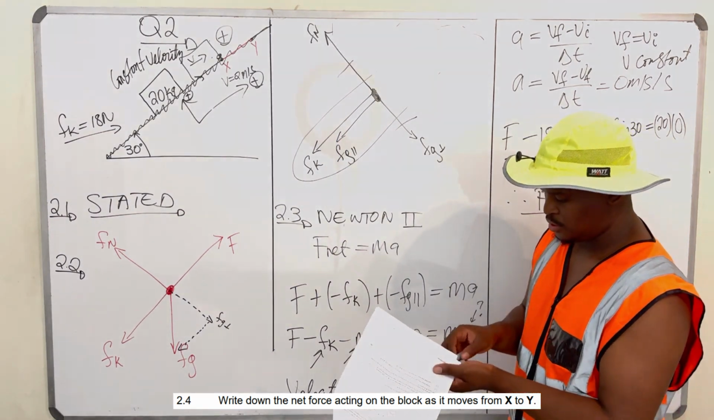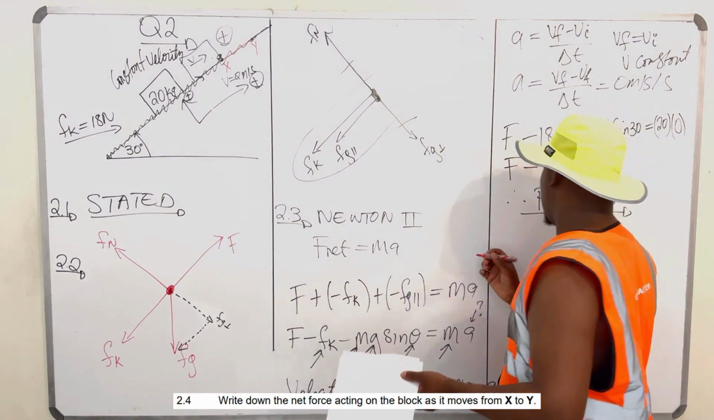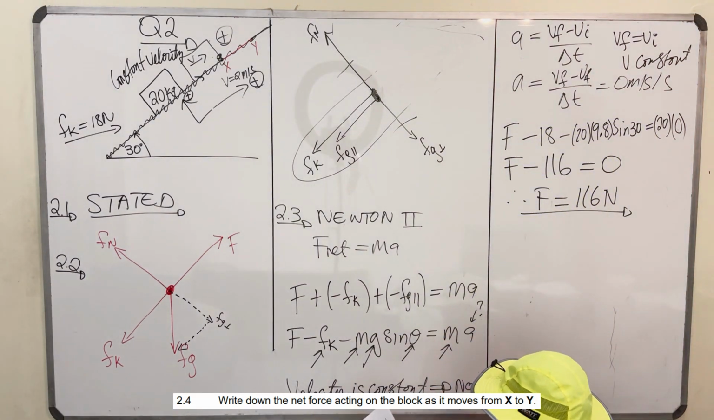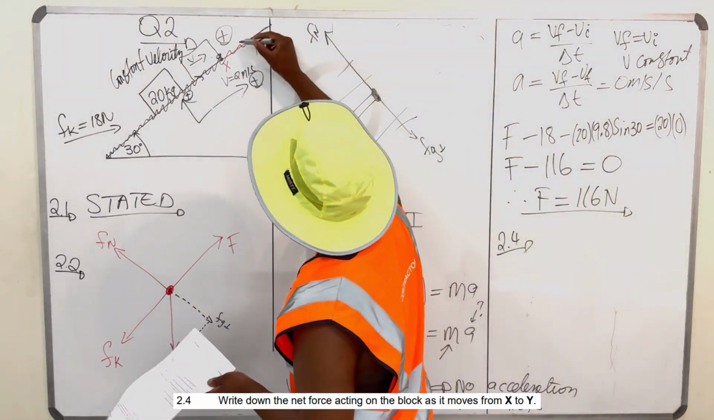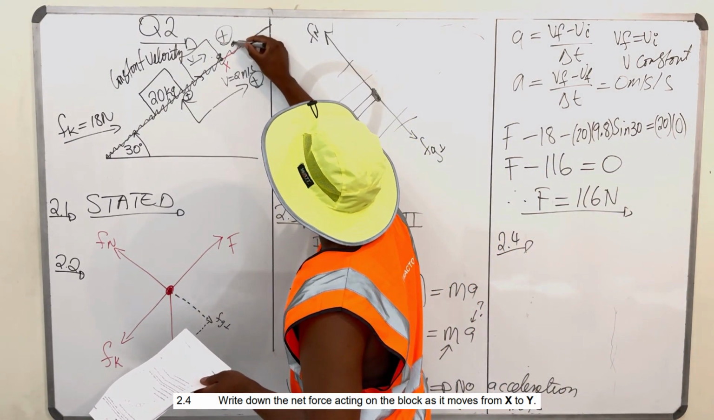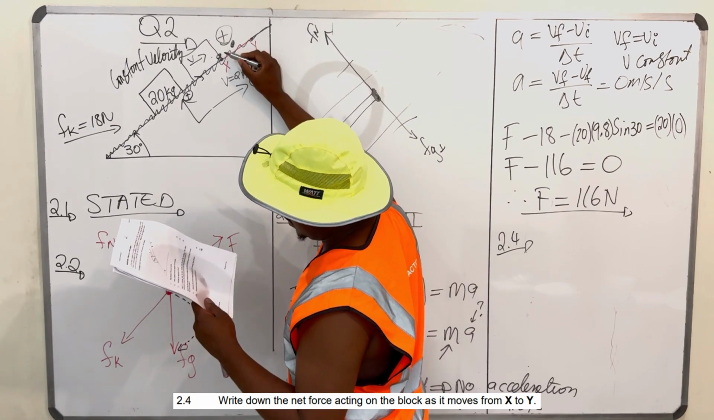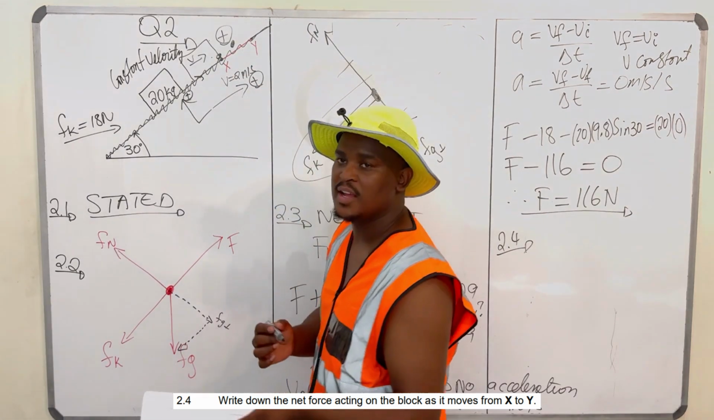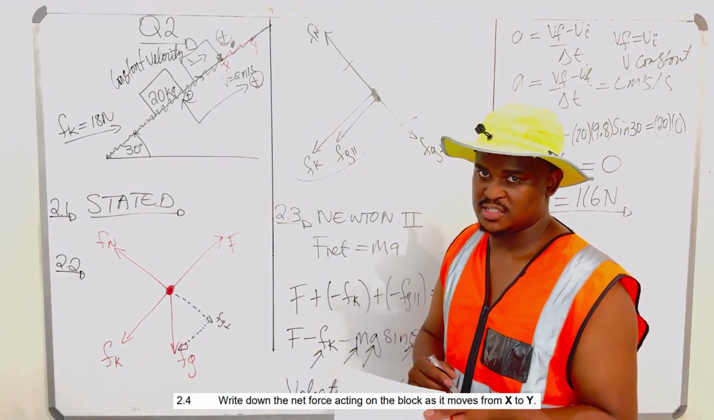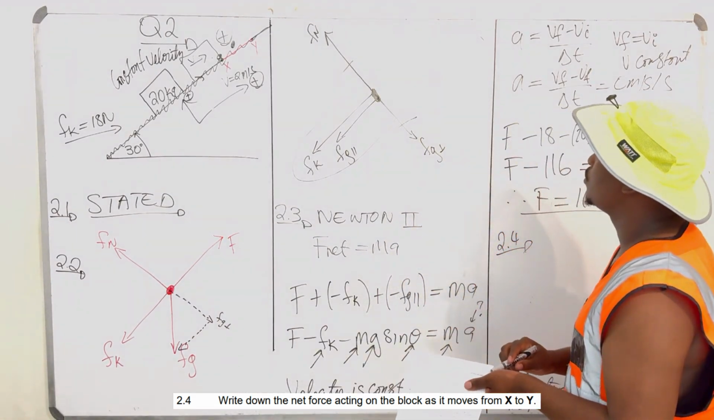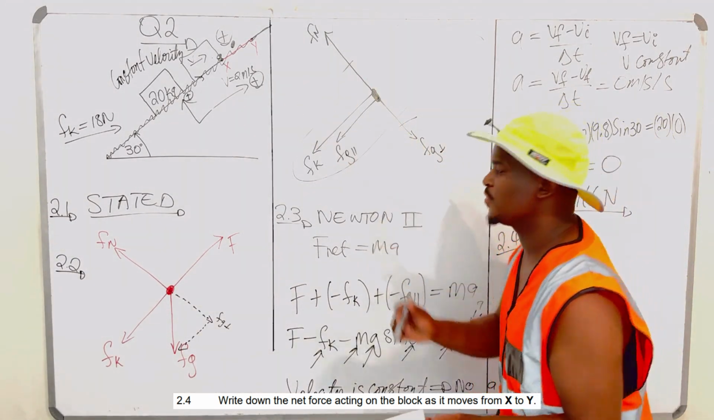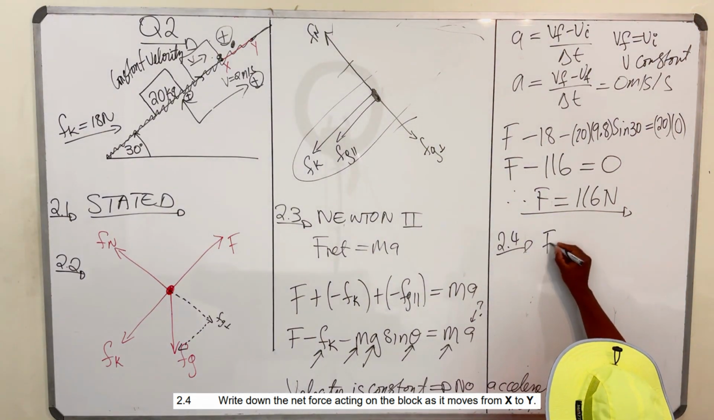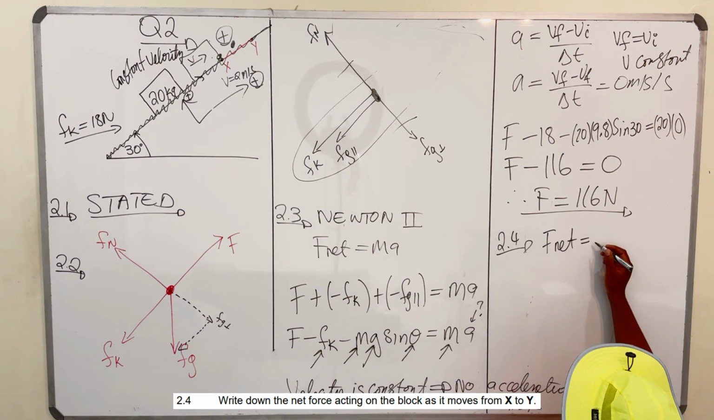But look at this flipboard diagram here. We're doing 2.4. So what they're looking for, just to be clear, is the net force on the block when it moves from point X to point Y. They want that net force, right? So we're going to find the net force of the new system. So what do we say? F net is equal to what?